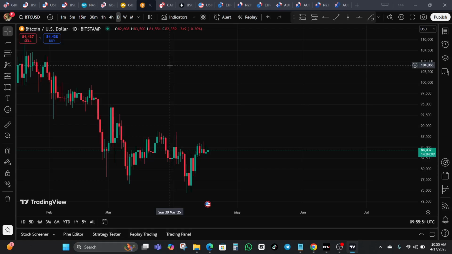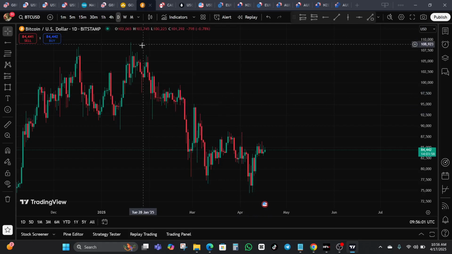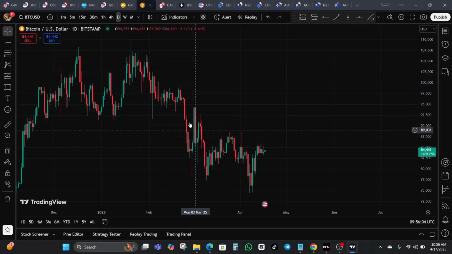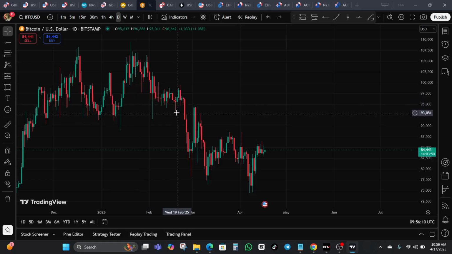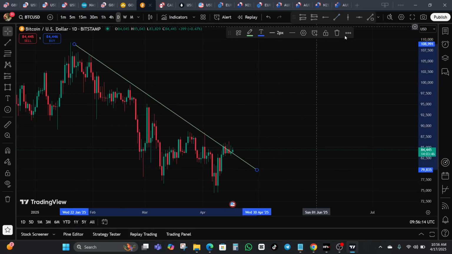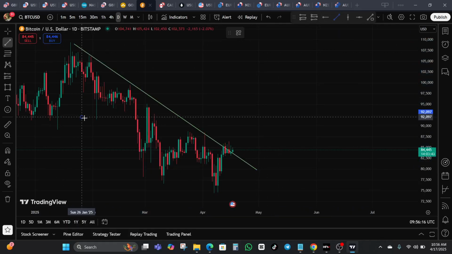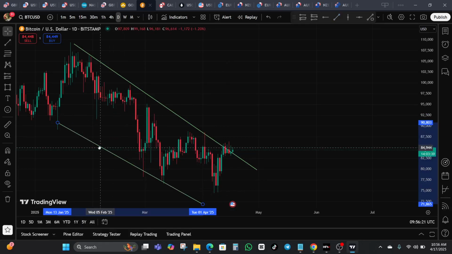So now the first step when using the strategy is to identify the trend. You have to start by analyzing market structure. You can use the daily chart to identify whether the market is forming higher highs and higher lows, which is going to be an uptrend, or if it is forming lower highs and lower lows, which is what we have right now, a downtrend.